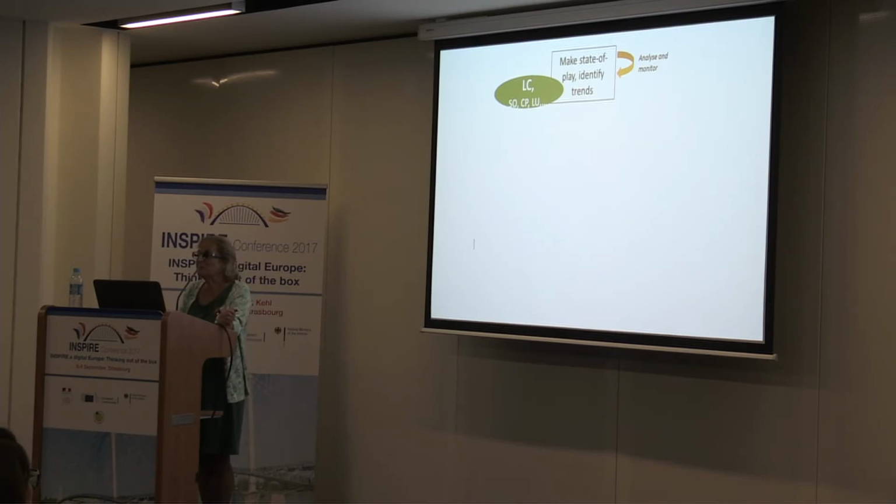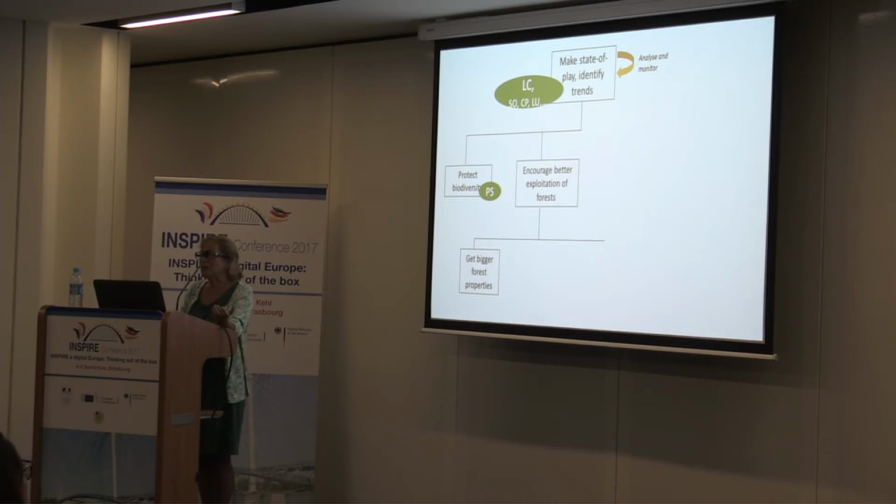And what can you do to improve the things? You can protect biodiversity. For this, you will need protected sites. You can encourage better exploitation of forest. For instance, trying to get better forest properties. Typically, it's the case in France. We have very small properties, and we try to push people to have bigger properties, to have better exploitation. So you need data about cadastral parcels, for instance, to make land consolidation or to use the preemption rights.